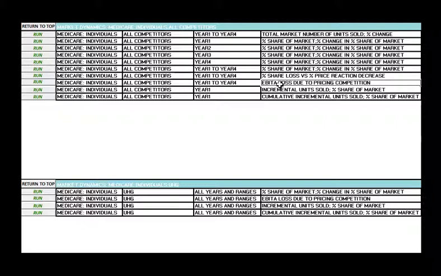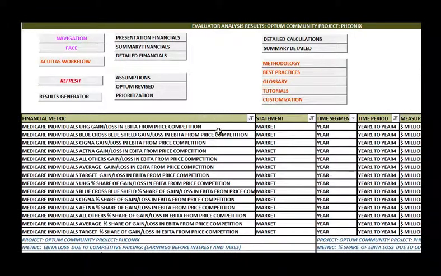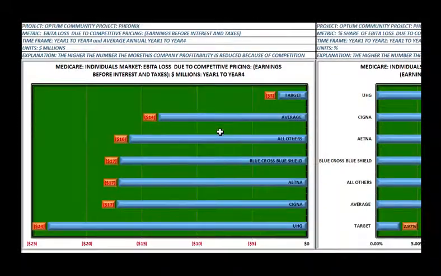Clicking on the Run button next to this chart with the title, EBITA Loss Due to Pricing Competition, automatically generates this chart and its supporting tables for all time periods of the project. And again, we just scroll down to the chart.